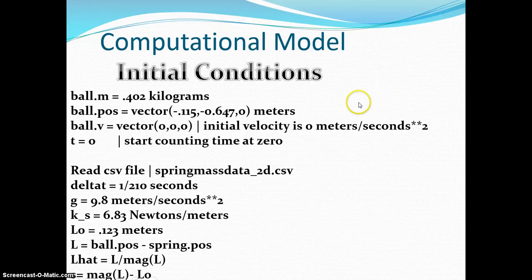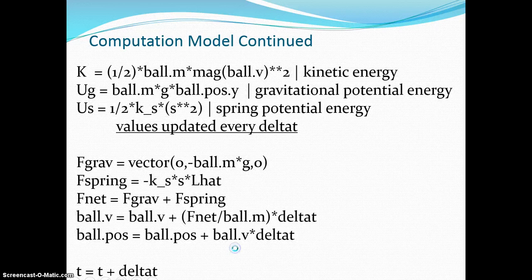So some initial conditions, I'm not going to go through all of these. You can pause the video here if you need to, but just to highlight a few. Again, the ball's position does not start at the origin. The ball's initial velocity is 0 meters per second. Our time is 0. We will be putting all of our information into the CSV file, and our delta t is 1 over 210 seconds. This data right here, all these initial conditions, are used to get the data we need to model our spring force.